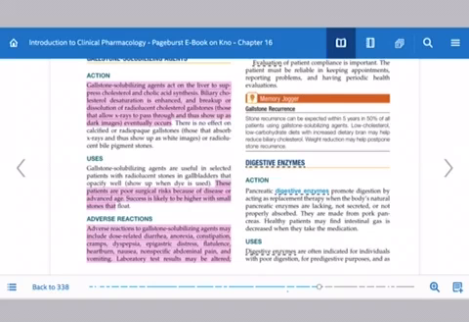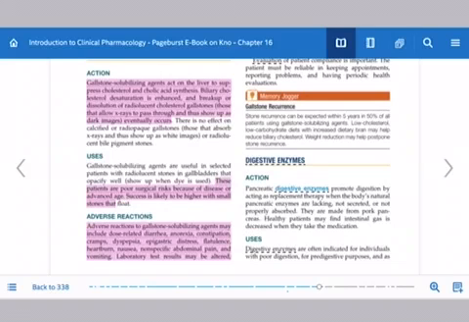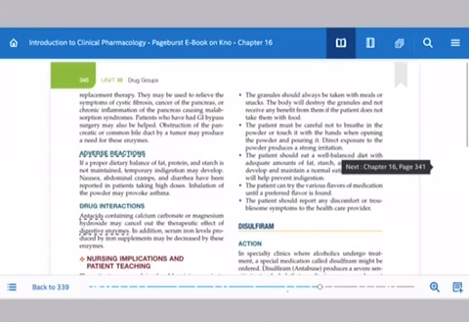All right, and then our digestive enzymes. We have pancreatic digestive enzymes. It says they promote digestion by acting as a replacement therapy. They are made from pork pancreas, and healthy patients may find intestinal gas is decreased when they take the medications. Its use is for patients with poor digestion or predigestive purposes. Replacement therapy may be used to relieve the symptoms of cystic fibrosis, cancer of the pancreas, or chronic inflammation as well.